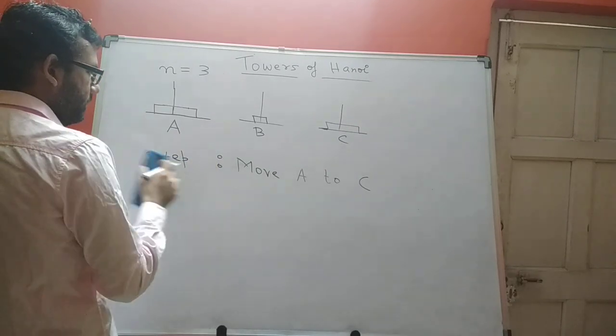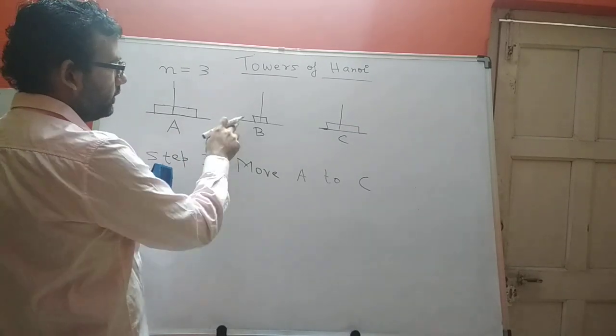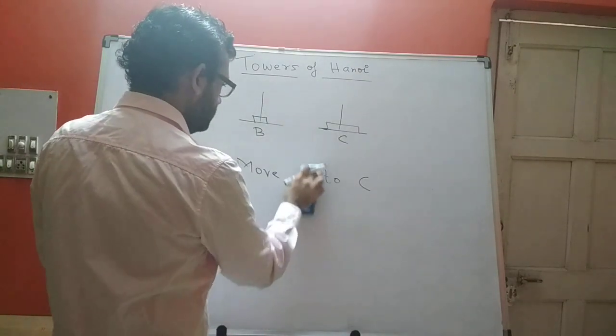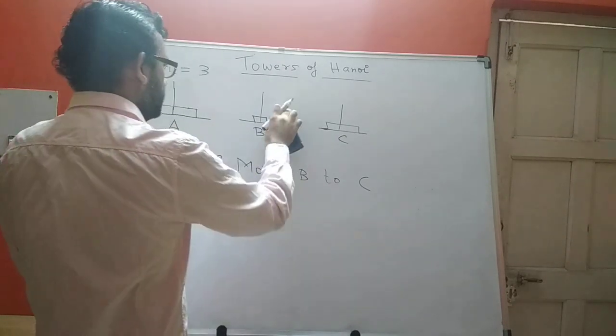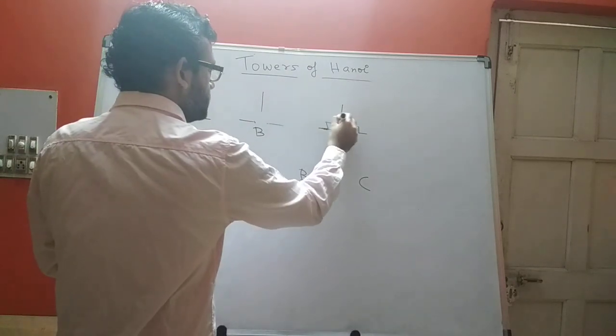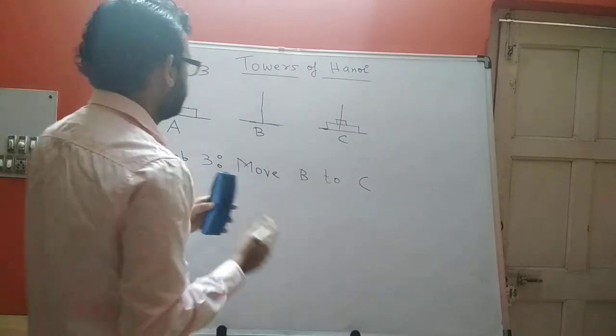Now, step number 3. In step number 3, what I'll do is, I'll move the disk on B to C. So, I'll move from B to C. This will take the smallest disk from B to C. Now, peg C is empty.